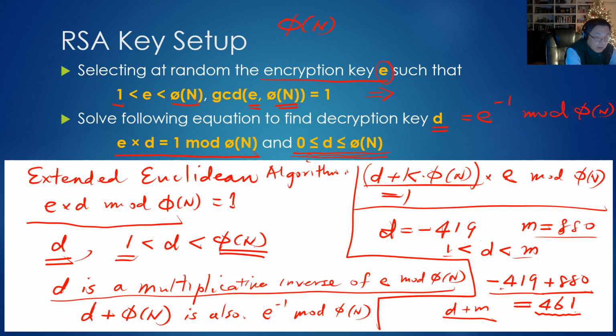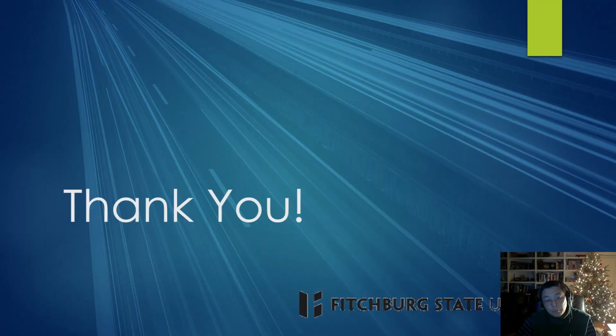Now, if M is 880, and we assume that's phi of n, and we use the extended Euclidean algorithm and find a multiplicative inverse modulo phi of n which is outside the range, we can either add phi of n or subtract phi of n. So we can easily shift the value into this range. That's important. Okay. Thank you.